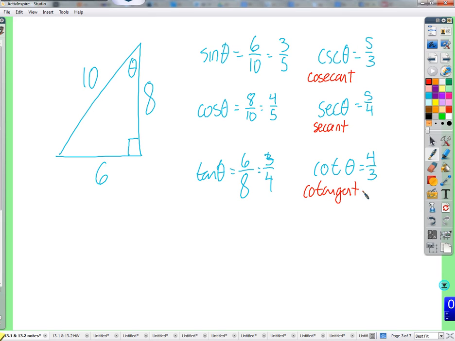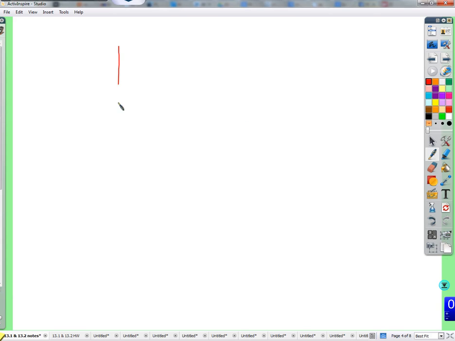Next, I'm going to do the triangle. It's not going to be complete. I want you to find just the sine and the cosine of this next triangle, to save us some time here. One side is 5, the other side is 12, and we'll call this angle theta. Is this triangle missing the hypotenuse? Can we find the hypotenuse?